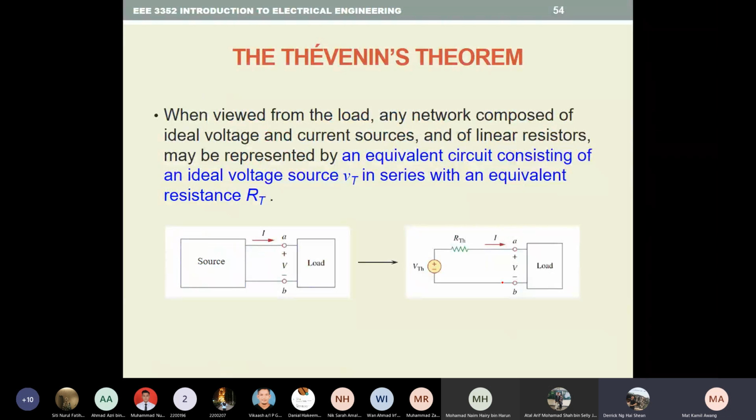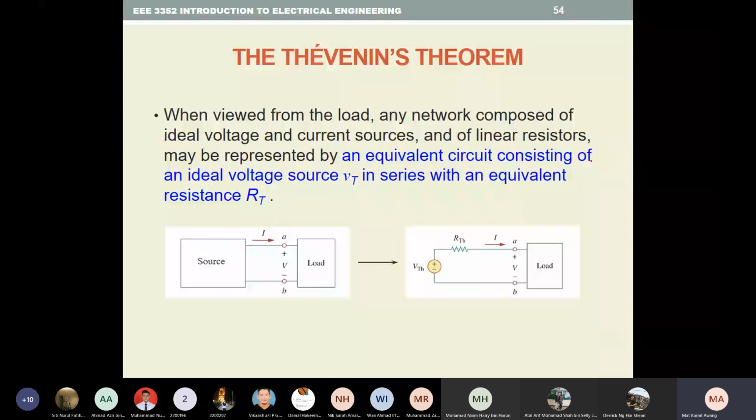So what time is it now? 12:17, 12:18. So this is Thevenin's theorem. Basically next week we do the revision and we do examples, so I want to finish the theory first.